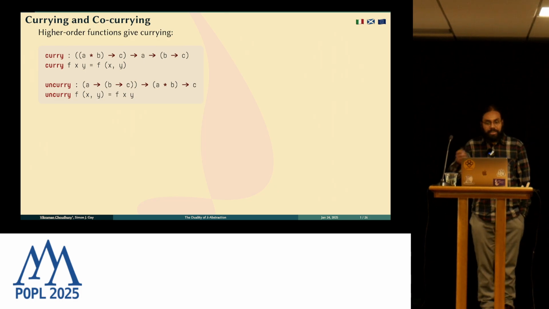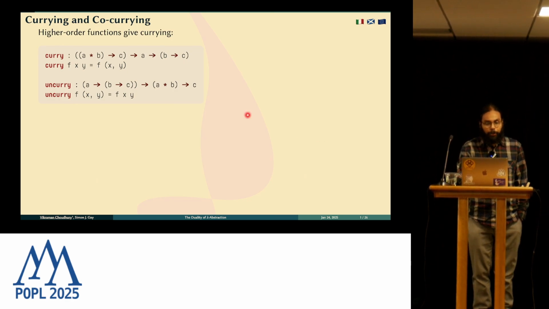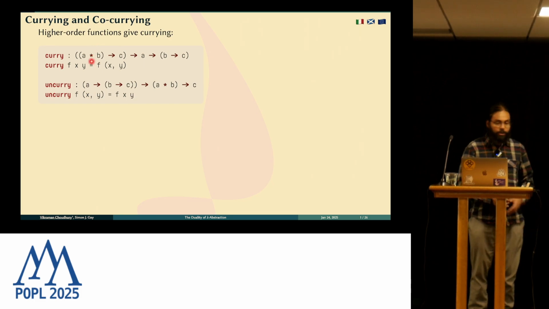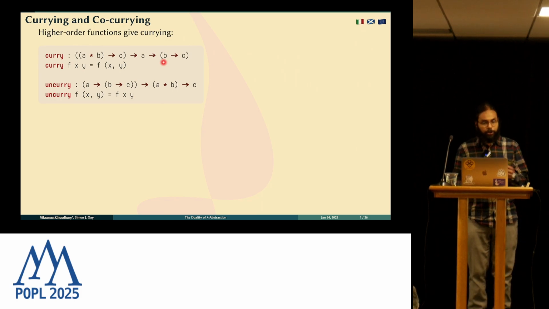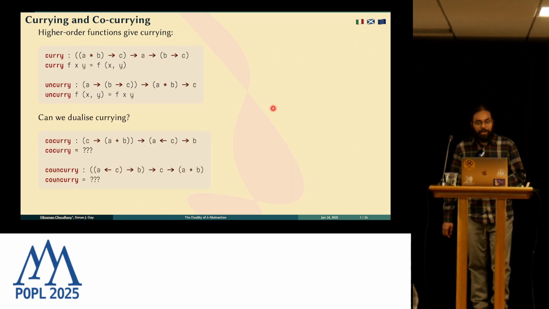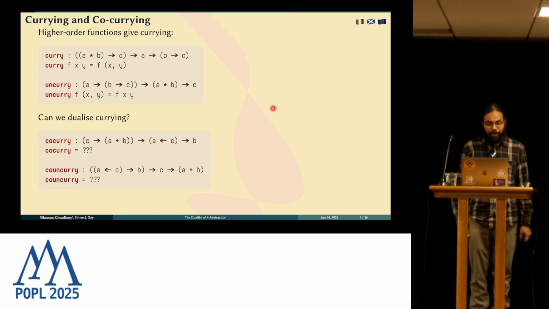So if you take your favorite typed functional programming language, you can implement curry and uncurry, right? So what curry does is you have products on the left, and it gives you a higher order function on the right, and you can go forwards or backwards. But can you dualize currying? Okay. So what does it mean to dualize currying?